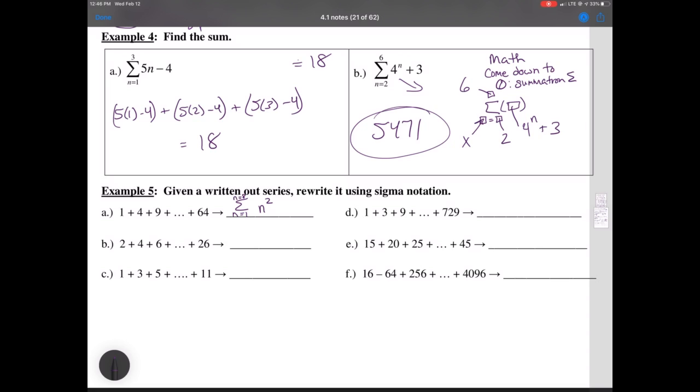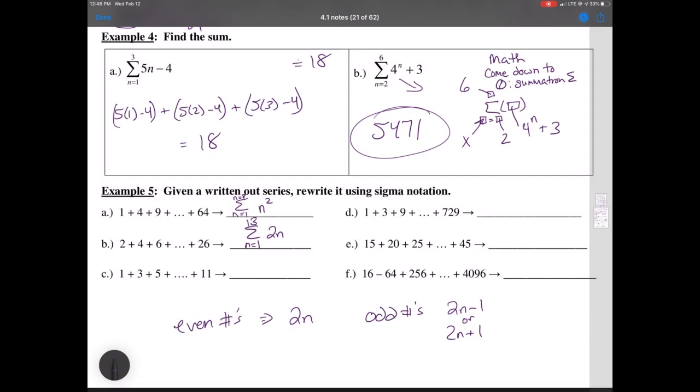Example B, notice that these are just even numbers, 2, 4, 6, all the way up to 26. There is one way that we model even numbers, and we can just call it 2n. Odd numbers are modeled as 2n minus 1 or 2n plus 1. So for this one, we have sigma 2n, n equals 1 because 1 times 2 is 2, and the last one is 13 times 2, so our top number would be 13 because that gives us 26.